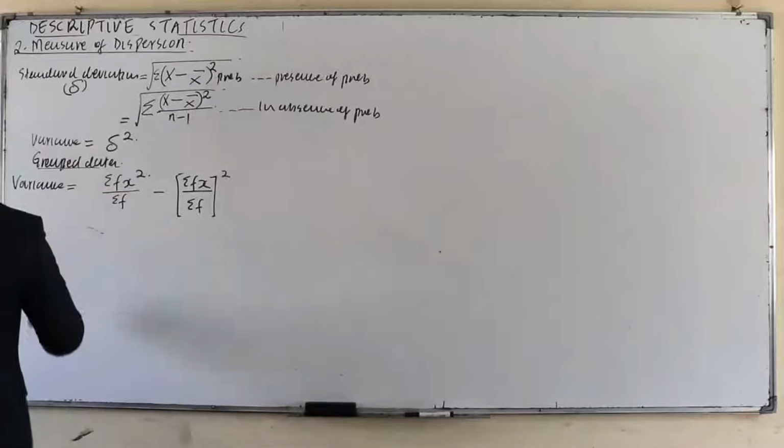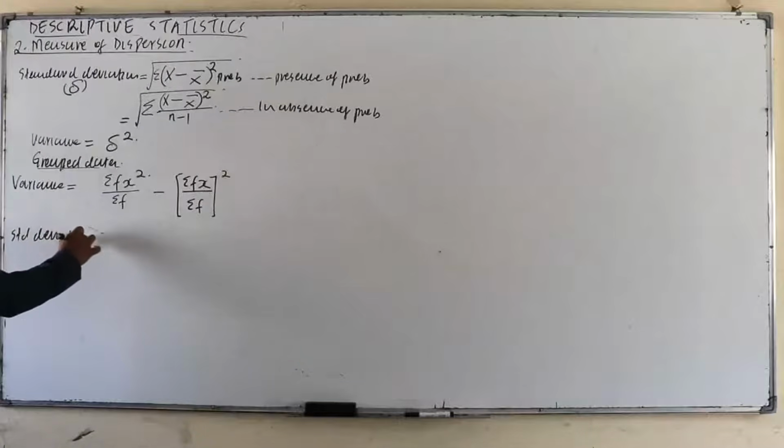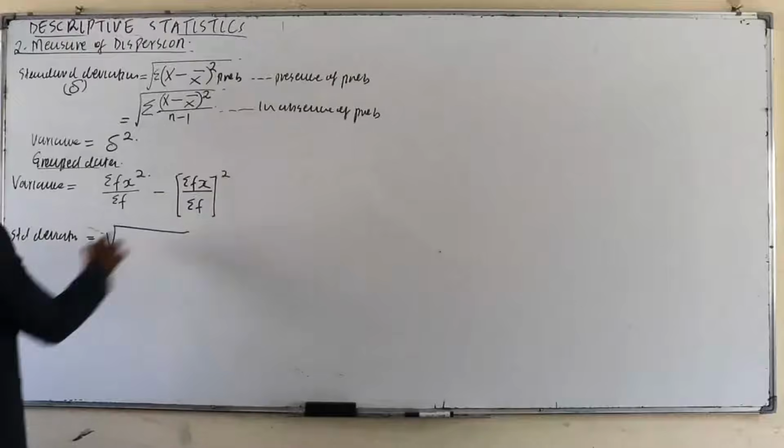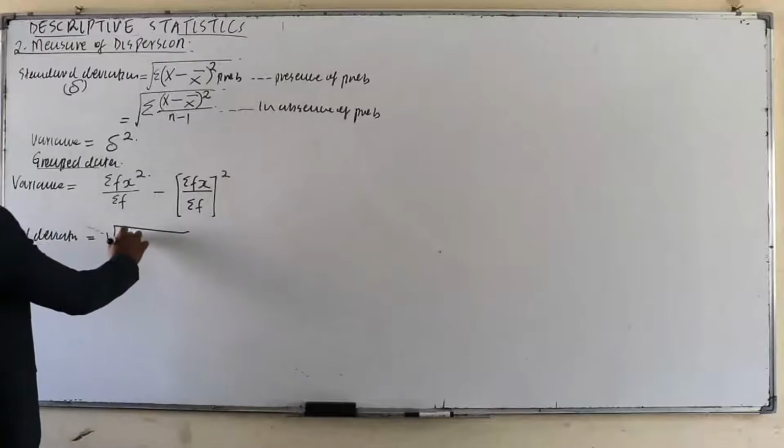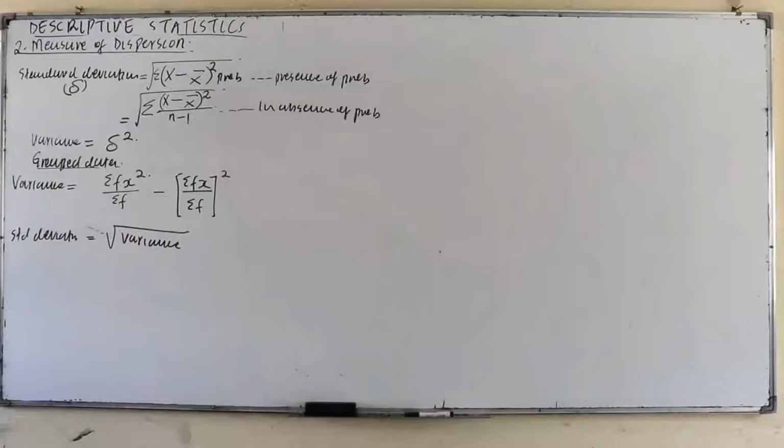Therefore, to get the standard deviation, you take the square root of the variance. That's the difference between a variance and a standard deviation. To get the variance, this is the formula. And to get the standard deviation, in case of grouped data, you get the square root of the variance. Then how do we get the coefficient of variation?